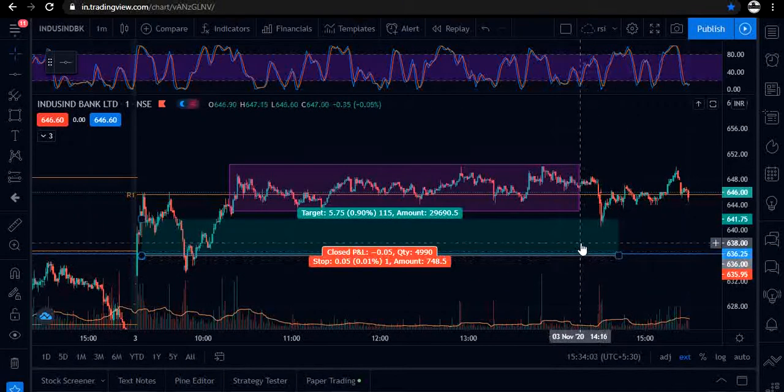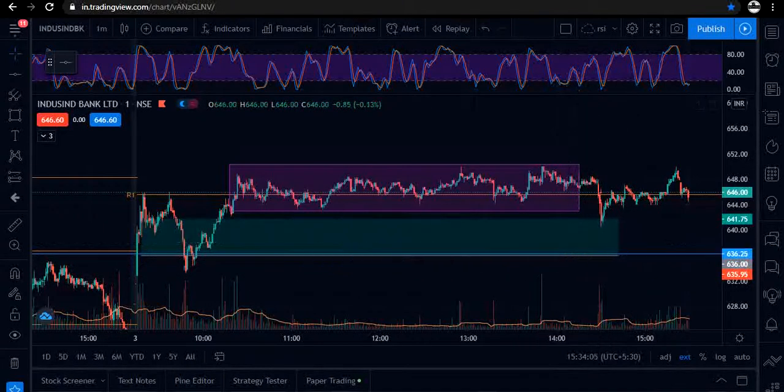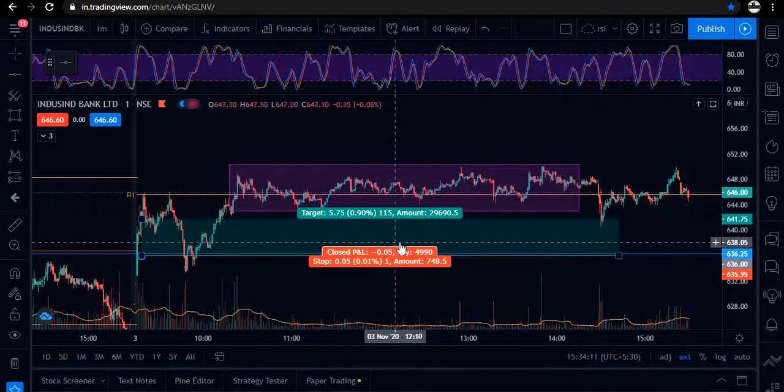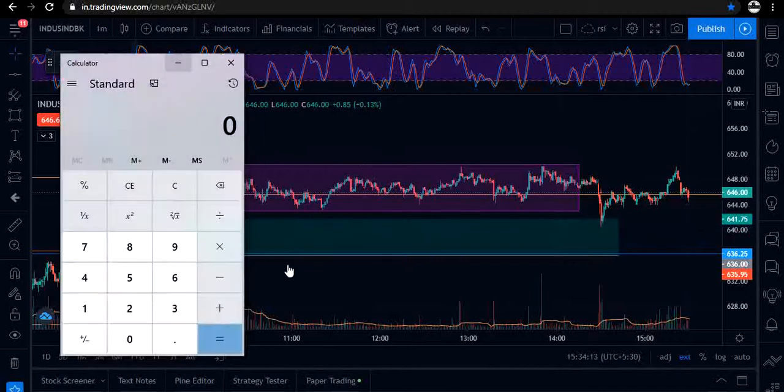So traders, today let's calculate our profit. Our real stop loss points were 5.75, so 5.75, and our quantity was 5. Okay, so traders, our total profit today is 28.75 rupees.